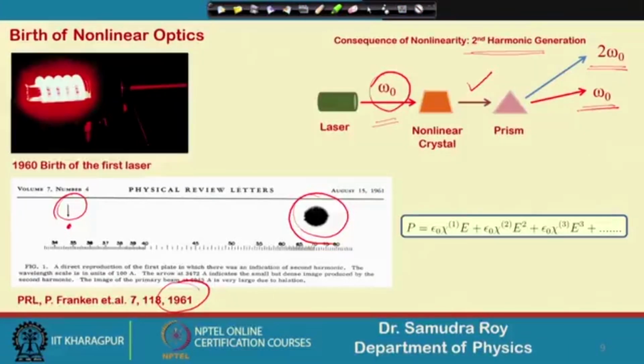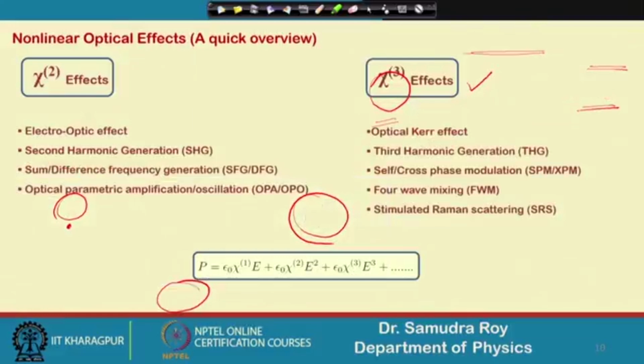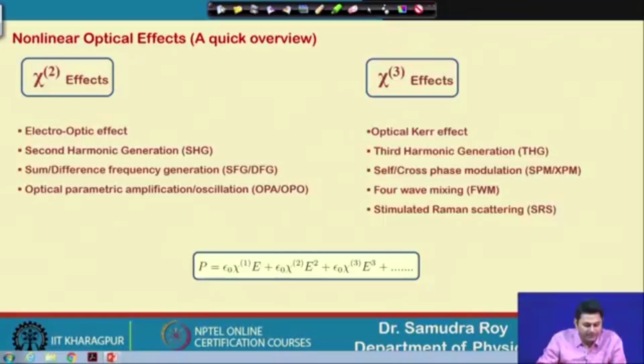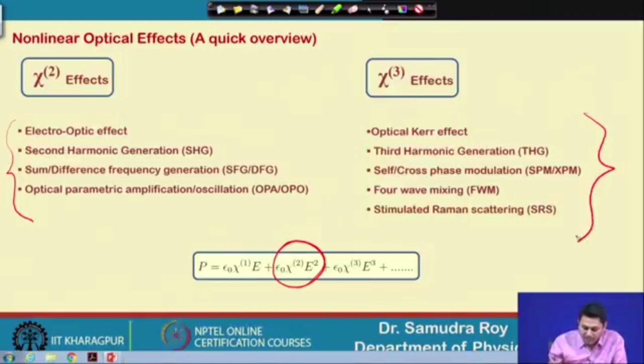Okay. So, if I go back to the effects, these effects are something like this. The nonlinear effects are basically subdivided into two parts, one is the chi2 effect and one is the chi3 effect. In the chi2 effect, we consider the term related to E square, and in the chi3 effect we have everything related to the term related to E cube.